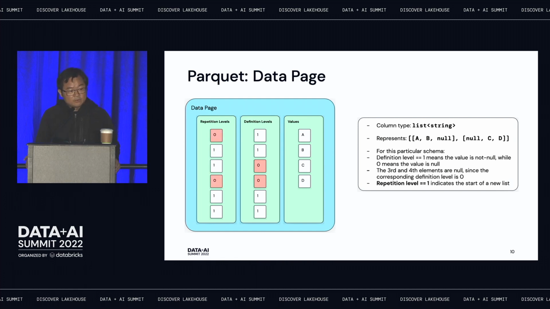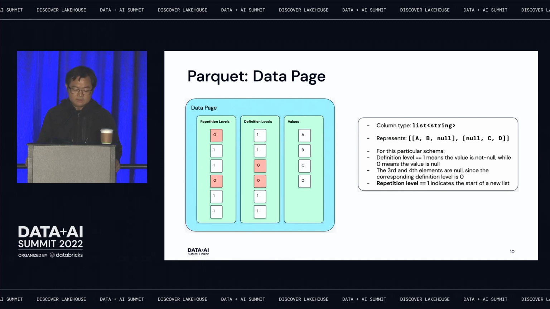And this is now an example of a complex type. For this particular case, the type is a list of string. Because it's a complex type, we need to consider repetition level as well. For this particular schema, the repetition level equal to 0 indicates the start of a new record, of a new list.